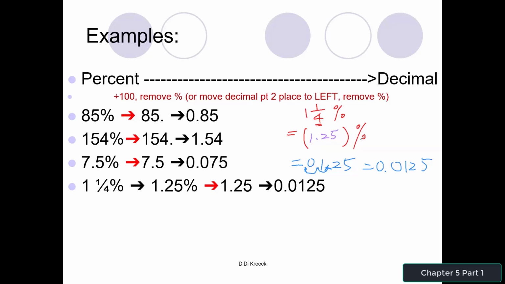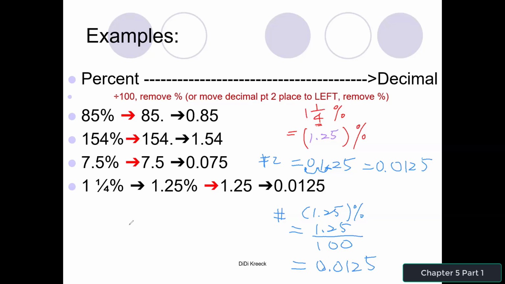Or you could simply use method number 1. 1.25%. Percent means per 100 or over 100, right? So you can divide this by 100, and then you're still going to get 0.0125. Okay?